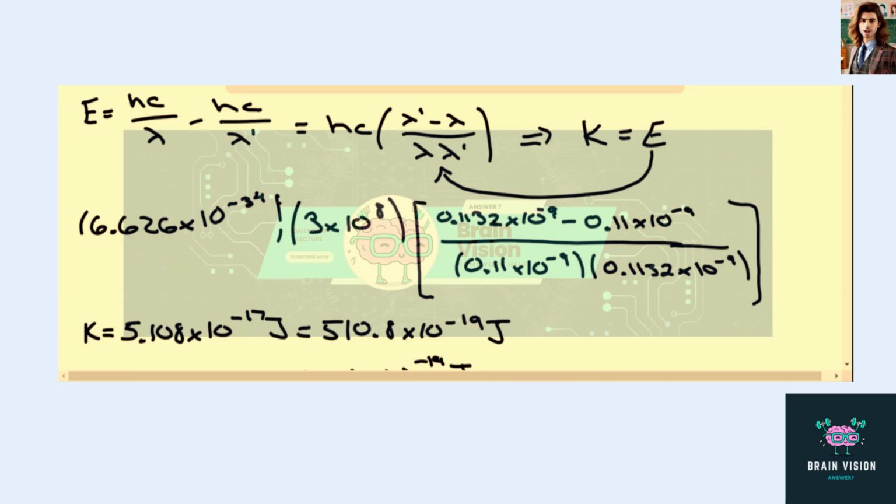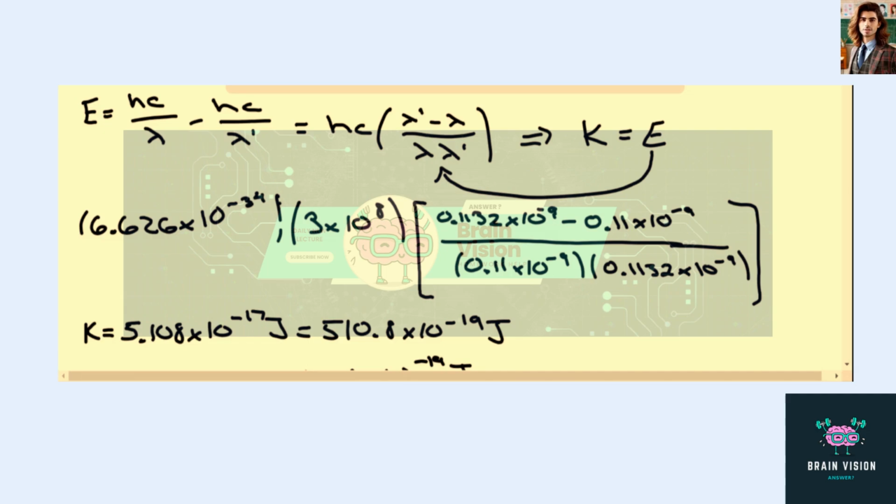So by knowing Planck's constant, which is 6.626 times 10 to the negative 34 joule seconds, and that c, the speed of light, equals 3 times 10 to the 8 meters per second, we plug that in. And then we also know the wavelengths, the initial wavelength, and then the scattering wavelength, which is shown by lambda prime. We would plug everything in.